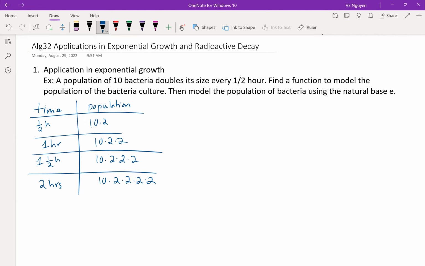Okay, let's see a pattern here. Well, we only care about after each hour. So after 1 hour, we have 10 times 2 squared. After 2 hours, 10 times 2 to the power 4, which is the same as 10 times 2 to the power 2 times 2. And 10 times 2 squared is the same as 10 times 2 to the power 2 times 1.